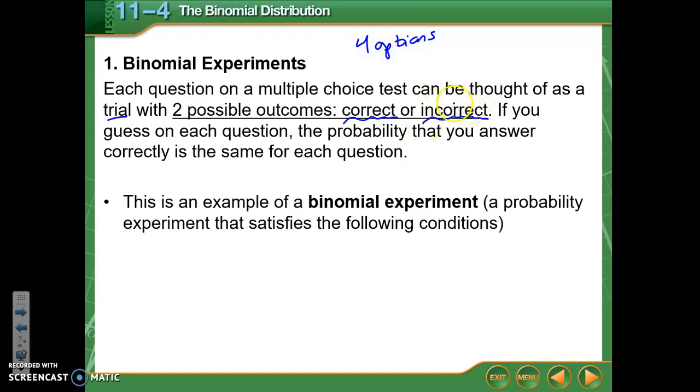And if you guess on each question, the probability that you answer correctly would be the same for each question. So if there are 4 options, the probability of being correct would be 1 out of the 4, and so the probability of being incorrect would be 3 out of the 4, and that would be the same for every question. There's a 1/4 chance of getting it correct, a 3/4 chance of getting it incorrect if you're just guessing. This is an example of a binomial experiment.